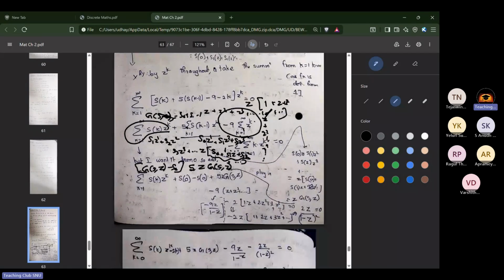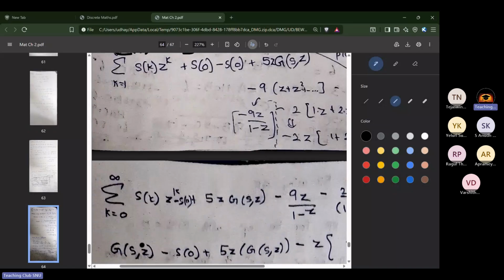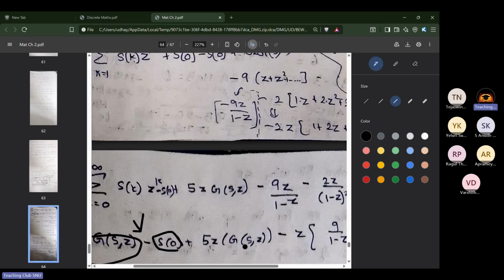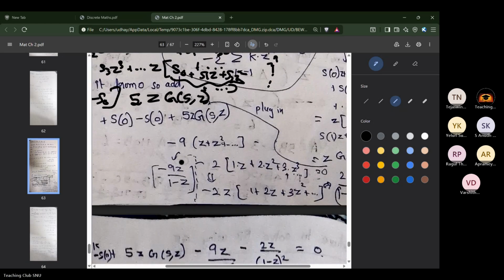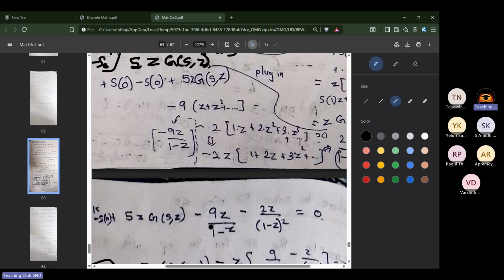So what happens here? You got something like G of s comma z in the first place, right? And you had the first term; s naught was not there. You just subtracted s naught there because it was not there. Then you had 5 z G of s comma z. And then you also had one more term. Okay, fine. So it was minus 9z by 1 minus z. We took z common. That was a geometric progression, that was 1 by 1 minus z. So we nicely have written this.